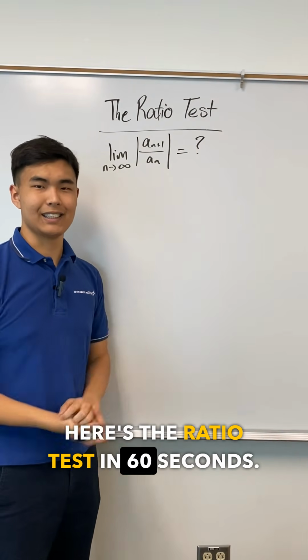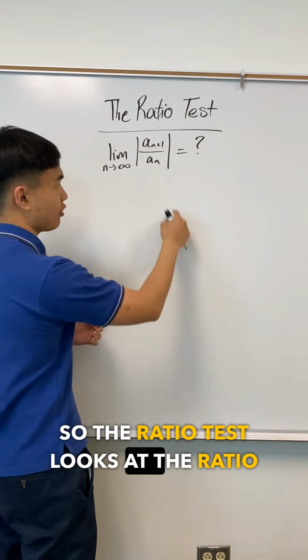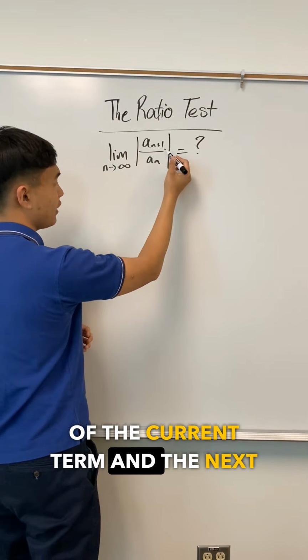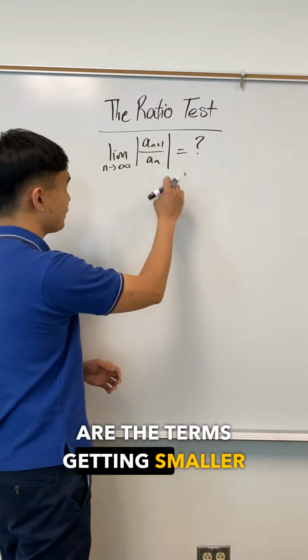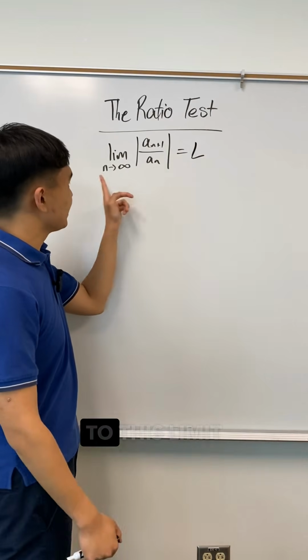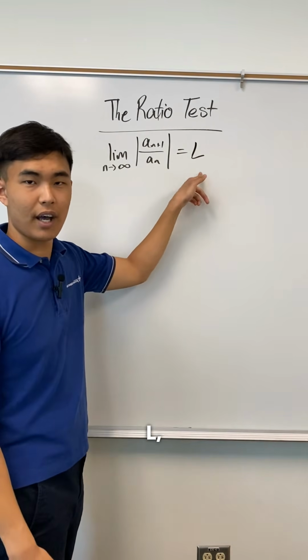Here's the ratio test in 60 seconds. So the ratio test looks at the ratio of the current term and the next term until n goes to infinity. And what we're looking for is, are the terms getting smaller as n goes to infinity? I'm going to refer to this limit as L, and depending on the value of L, there are three scenarios that could occur.